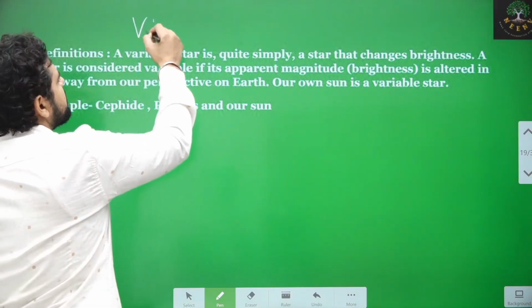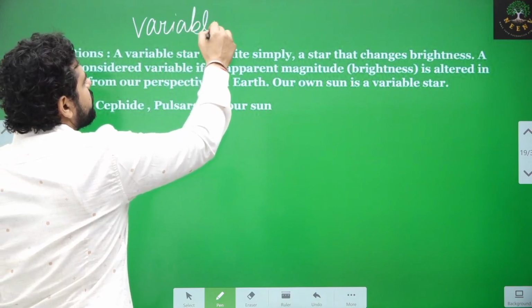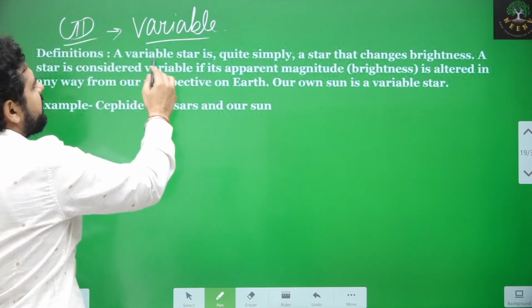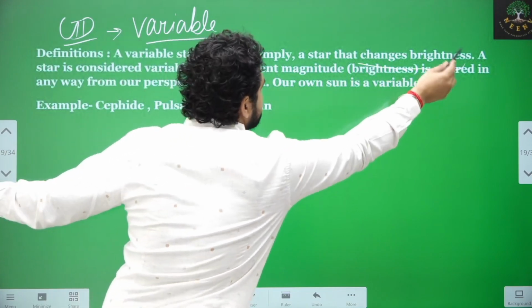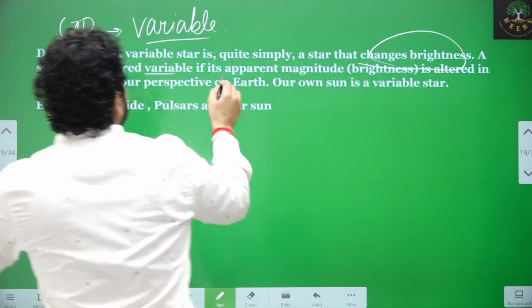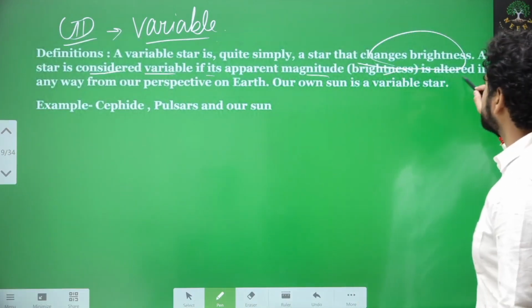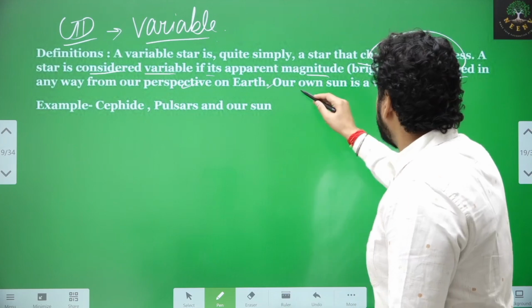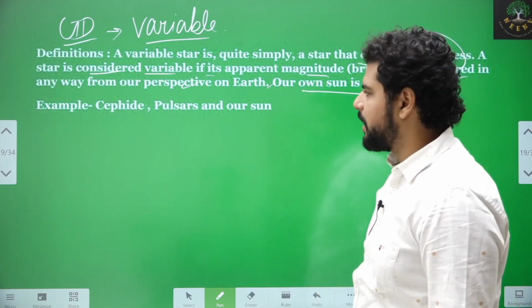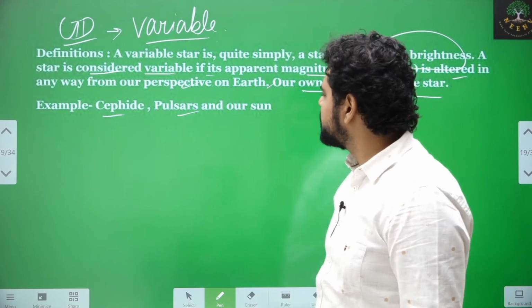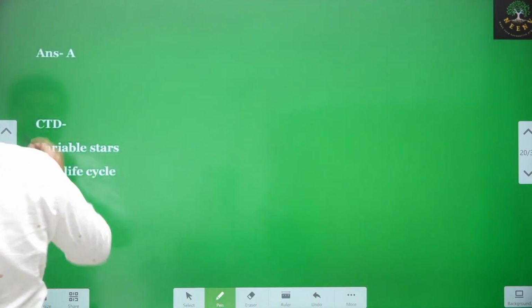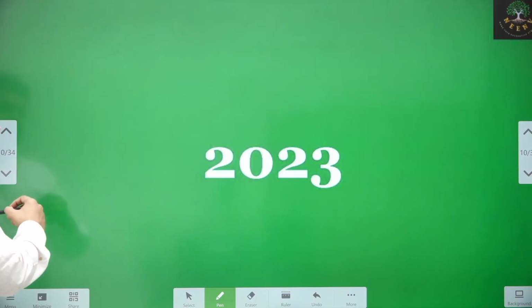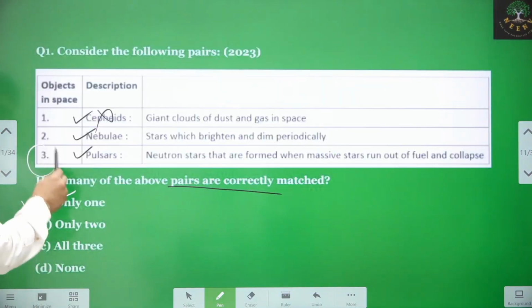Now there is a term which is called a variable star. You should know that. This is also part of connecting the dots. A variable star is quite simply a star that changes its brightness. A star is considered variable if its magnitude, that is the brightness, is altered in any way from our perspective on the earth. And our own sun is a variable star. Examples are Cepheids, pulsars, and our sun. The answer is A. Only the third option is correctly matched.